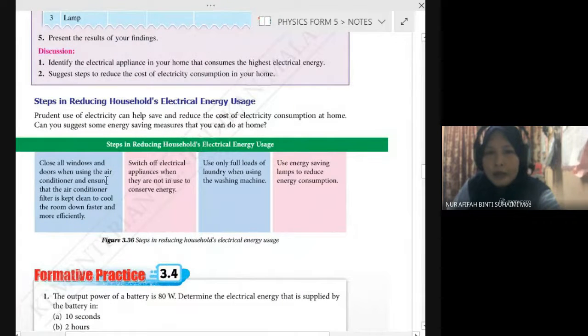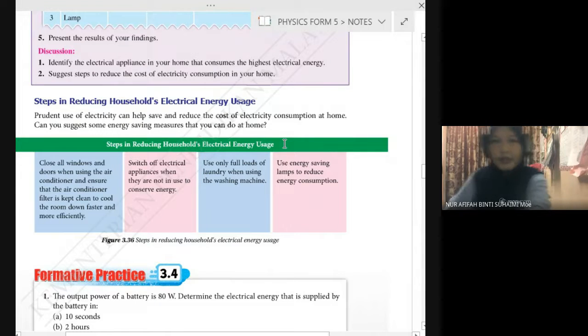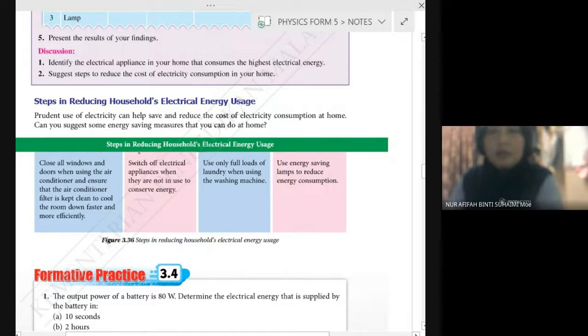Okay. Then the steps in reducing household electrical energy usage. These are all applications in daily phenomena. You have to be logical and you have to read too, because they may ask in paper 2 or even in paper 1 objective. This is familiar: close all windows and doors when using an air conditioner. Switch off electrical appliances when not in use. Use only full loads of laundry. If you use a washing machine, you wouldn't use it for one or two pieces of clothing, that is excessive. And use energy saving lamps to reduce energy consumption.